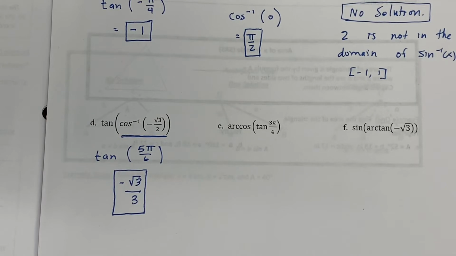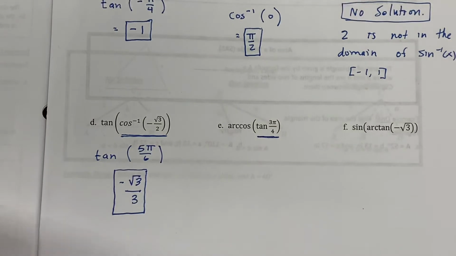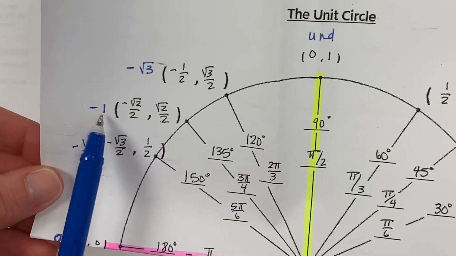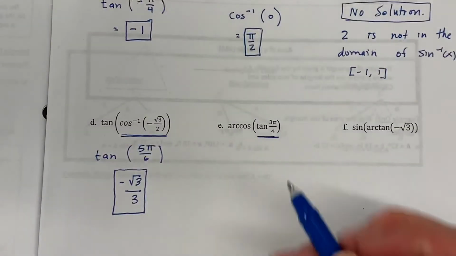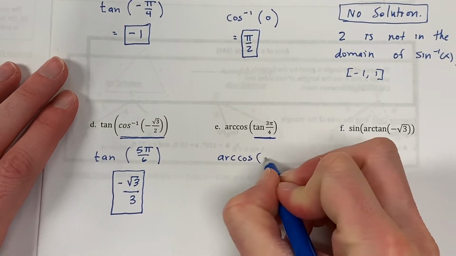and tangent. Okay, letter E, we have arc cosine, tangent 3π/4. Always start inside the parentheses. Okay, I need to go to 3π/4, which is in quadrant 2. Okay, find tangent. Tangent is negative 1. So I'm now finding arc cosine of negative 1.